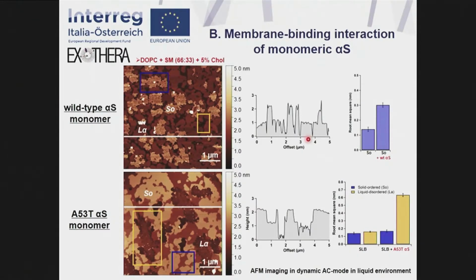But what is different is that the wild type is able to interact with both lipid phases, the solid ordered phase and the fluid phase of the membrane, whereas the mutated form just interacts with the fluid phase. And what we observe is a fast morphological reorganization of these solid domains.